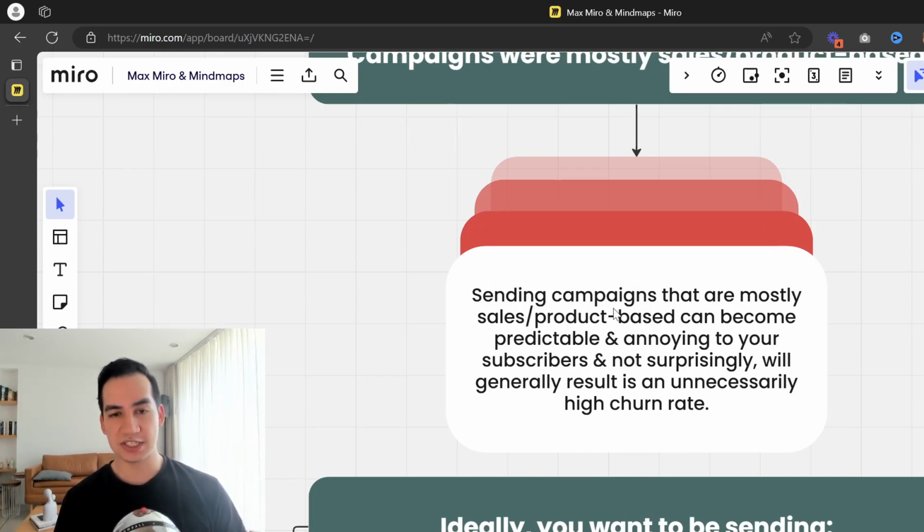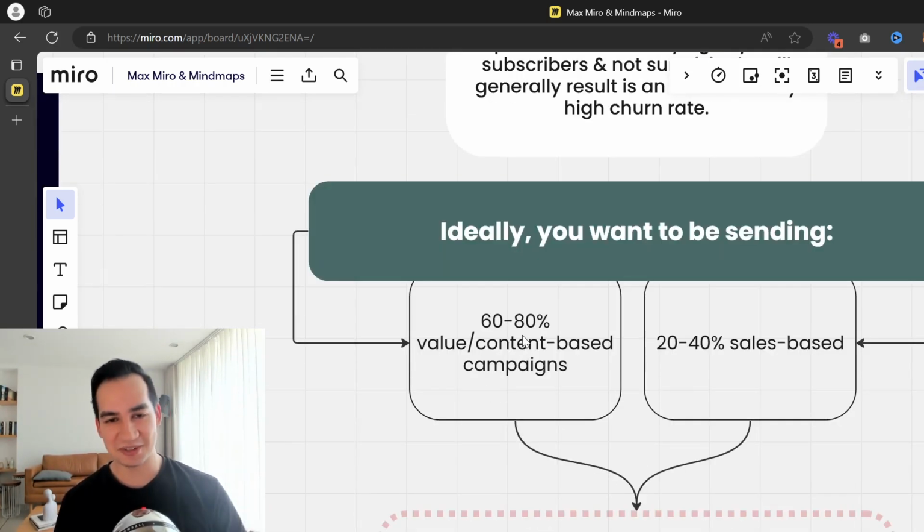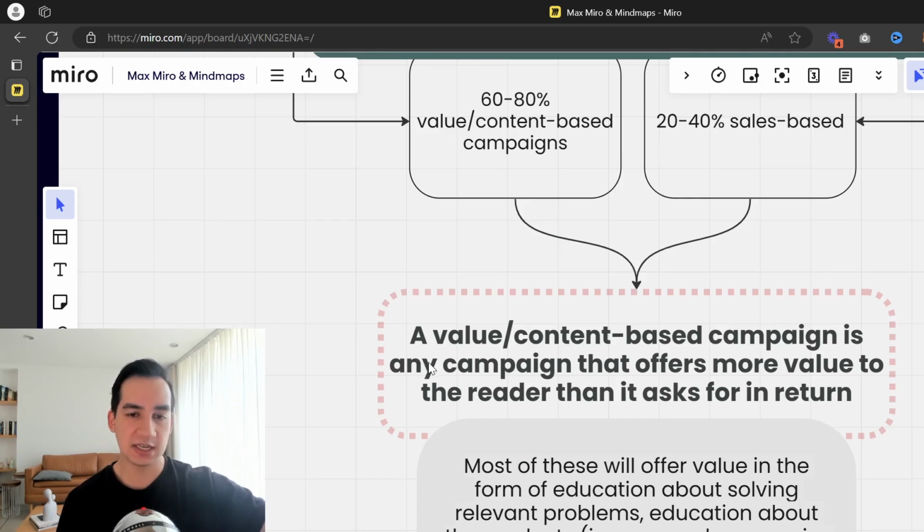Sending campaigns that are mostly sales and product based can become predictable and annoying to your subscribers, and not surprisingly, will generally result in an unnecessarily high churn rate. So ideally, you want to be sending 60 to 80% value/content based campaigns versus 20 to 40% sales based. So it's kind of like a 60-40, 80-20 split here, favoring the value/content based.